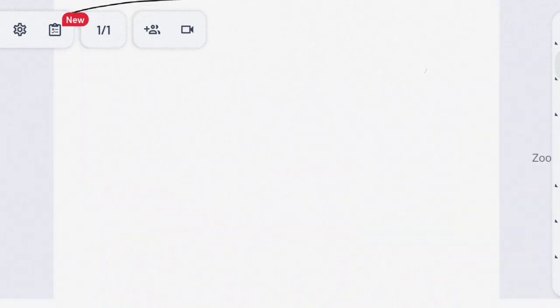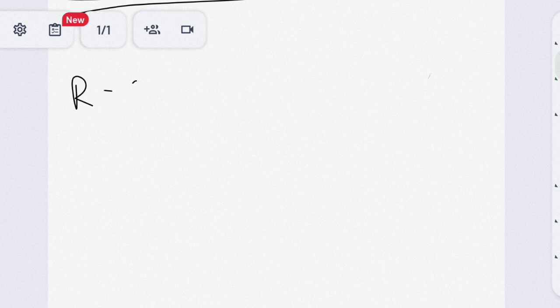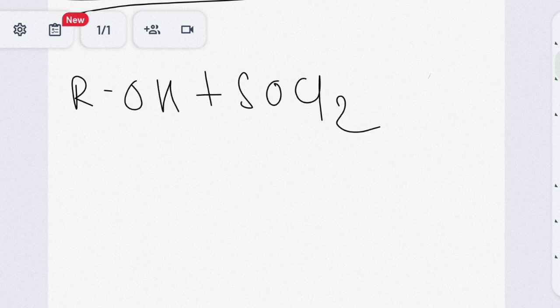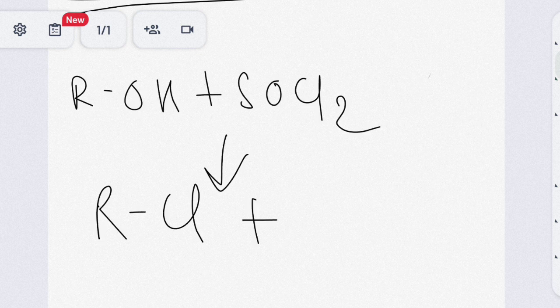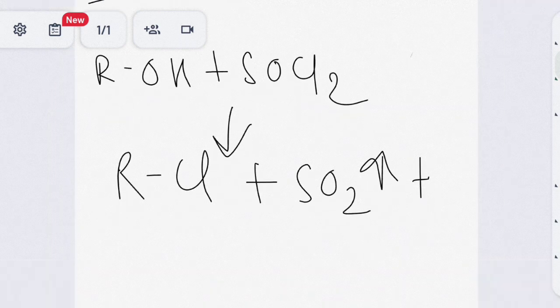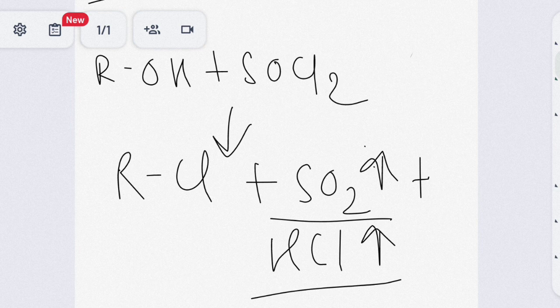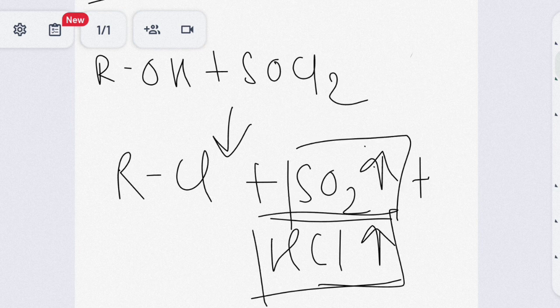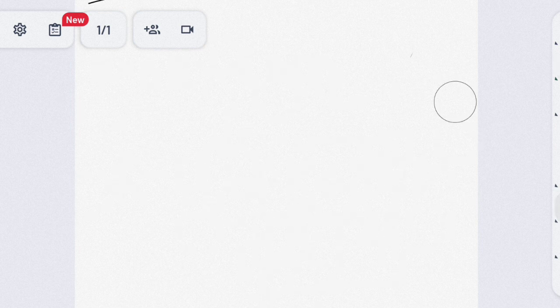Now the next one is very important because here we can see that two gases are released. ROH plus SOCl2 gives RCl plus SO2 plus HCl gas. So these two gases are released, and it is very important to remember this reaction because we get special products. So these were the preparations of haloalkanes from alcohols.